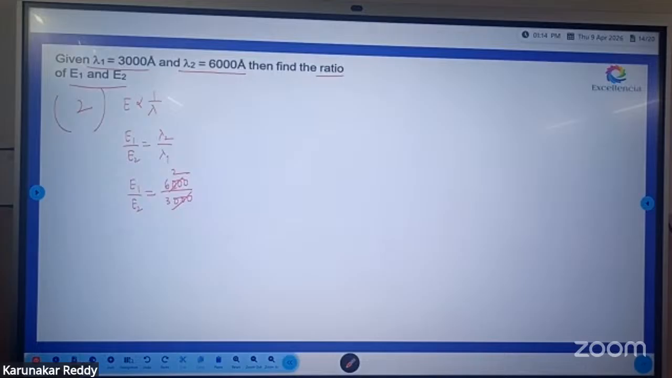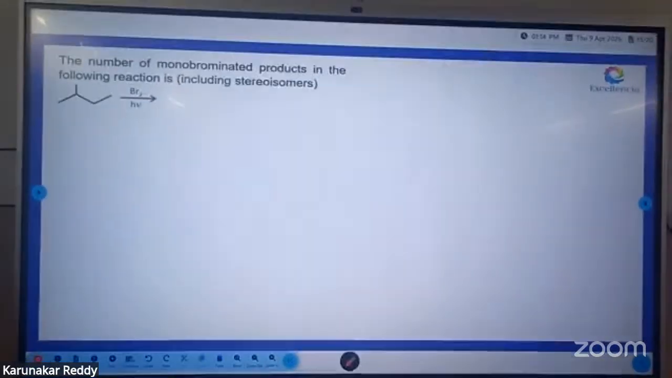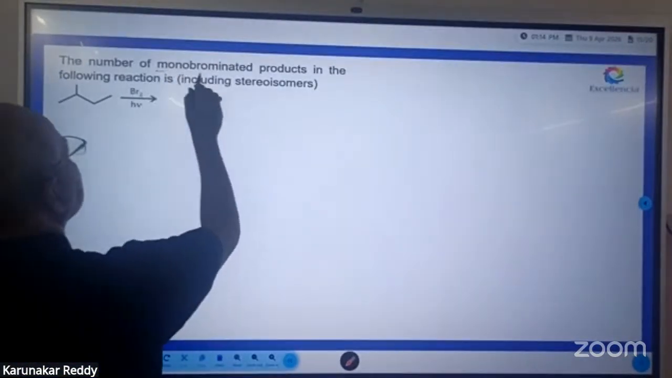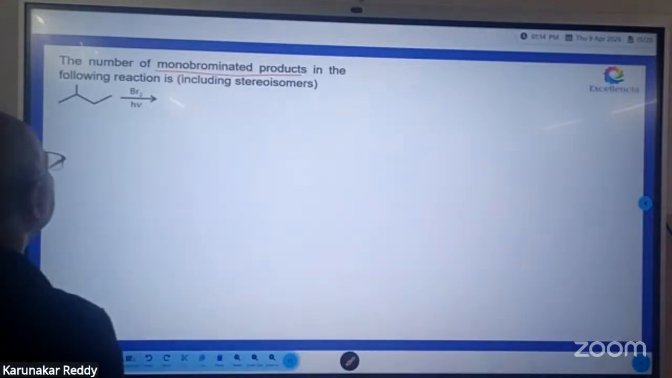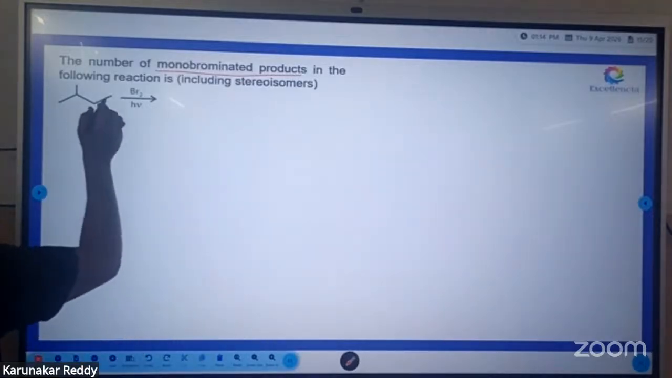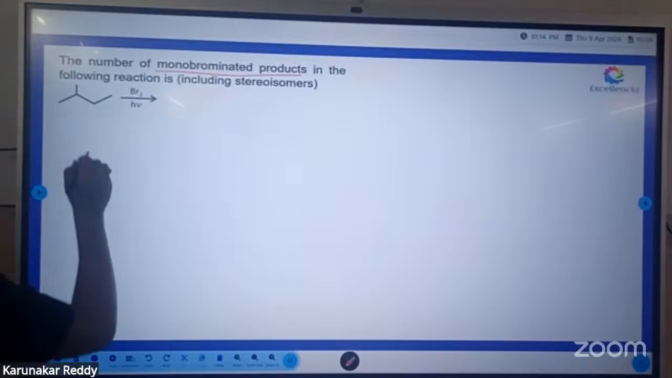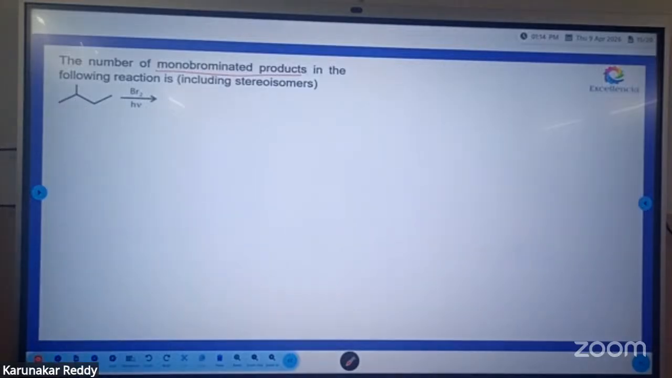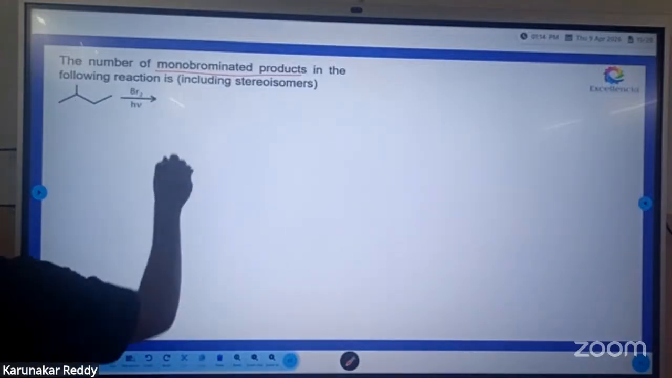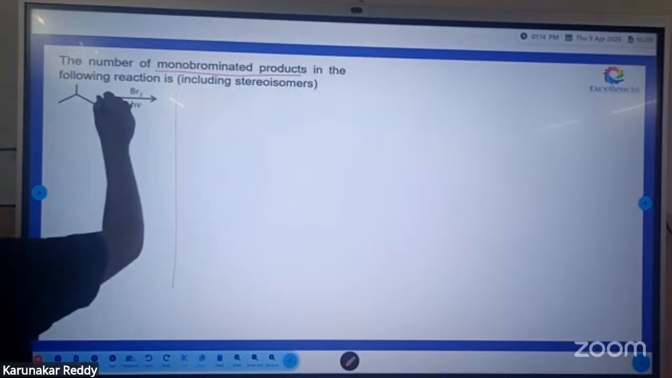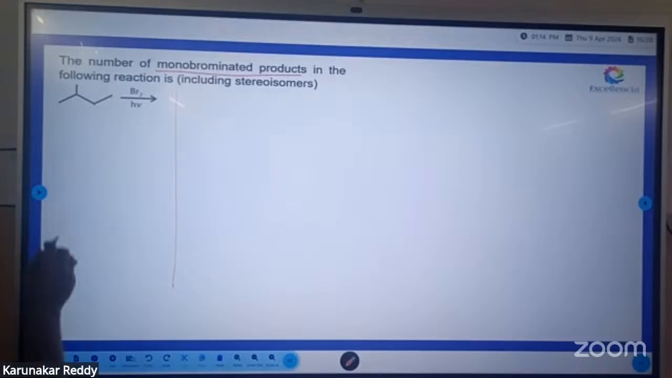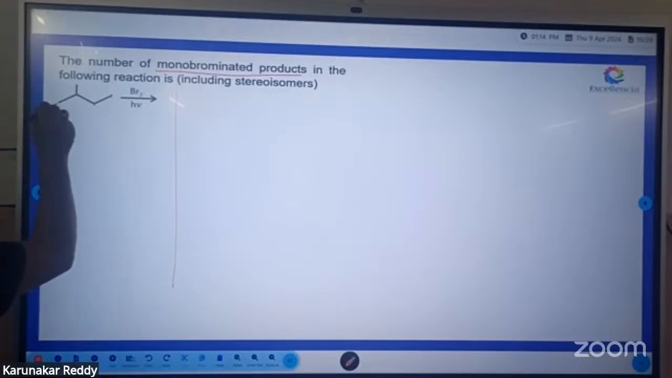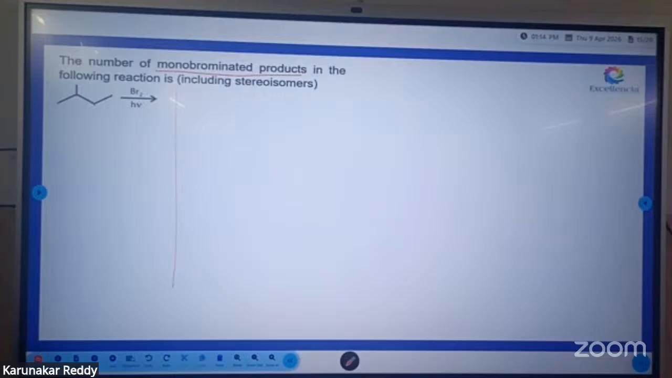It's easy. Next, number of monobrominated products in the following reaction, including stereoisomers, they asked. It's a good question. It's isopentane. Here I'm writing the possible products. Here we can do the substitution, here we can do the substitution, here, and here also we can do the substitution.